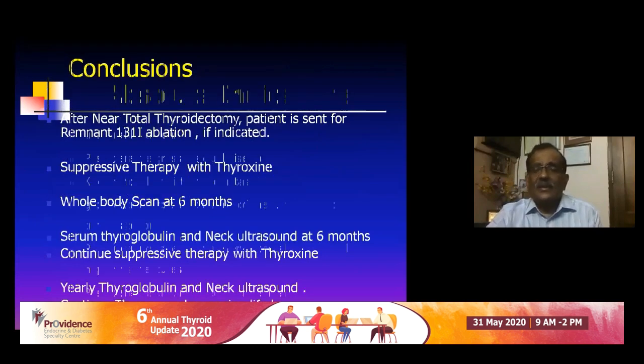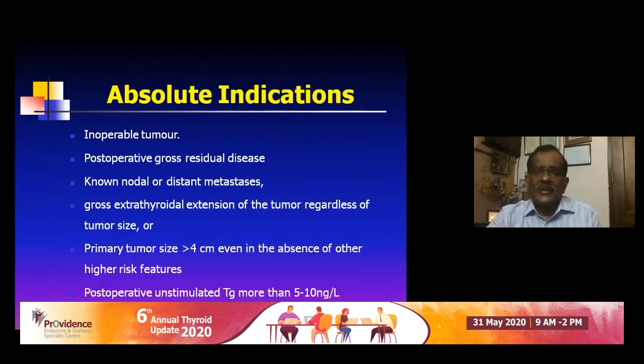So the absolute indications for radioiodine therapy are: inoperable tumor, post-operative gross residual disease, known nodal or distant metastasis, gross extrathyroidal extension of the tumor regardless of the tumor size, or primary tumor size more than 4 cm even in the absence of other high-risk factors, and post-operative unstimulated thyroglobulin more than 5 to 10.